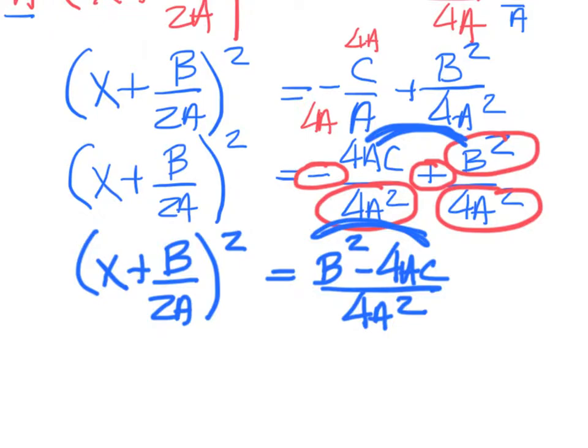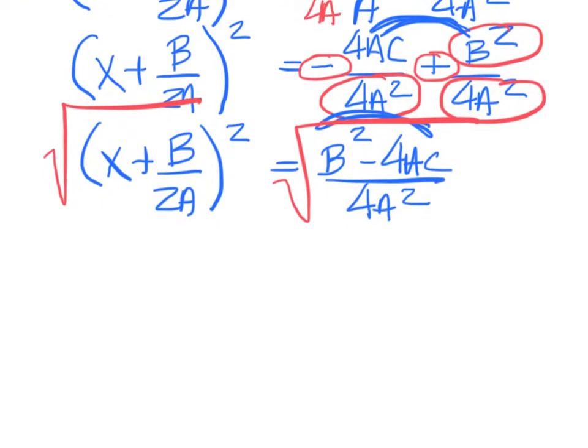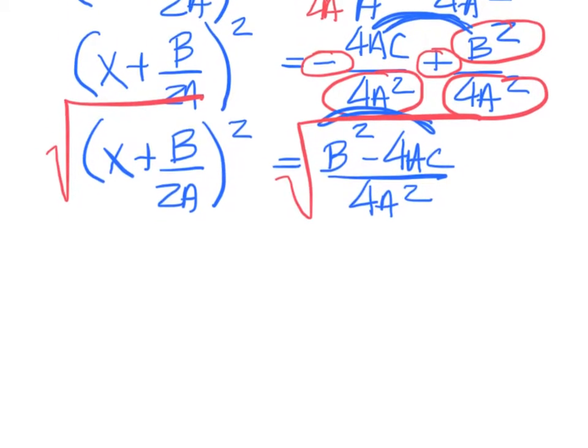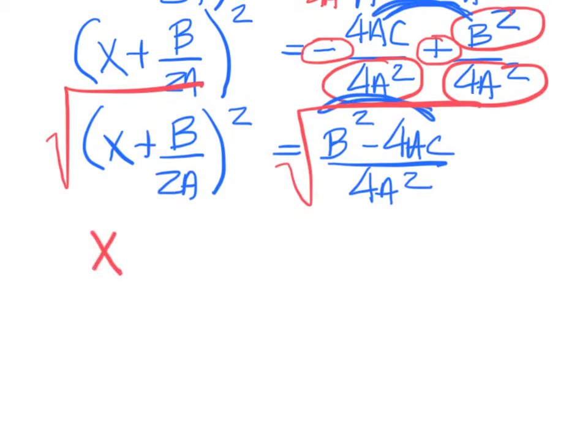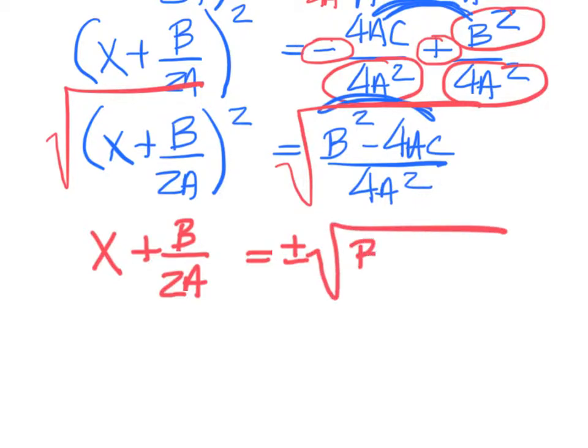Okay, all we have to do now is to find the square root of both sides. And when I do that, I'm left with this. X plus b over 2a equals plus or minus the square root of b squared minus 4ac over 4a squared.